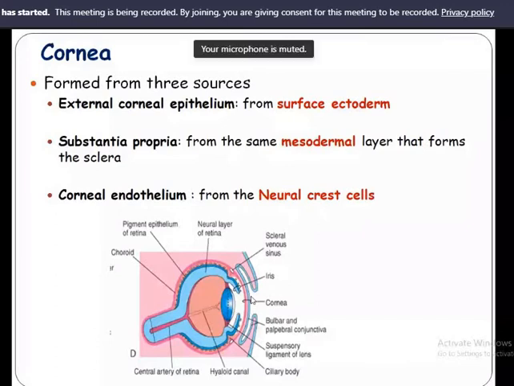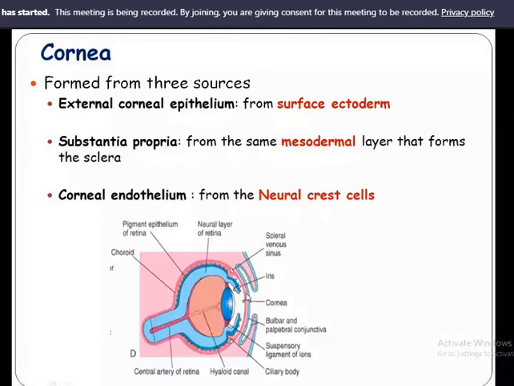Now the external corneal epithelium. Just see this diagram. Can you see the blue part? This blue part is known as the surface ectoderm. The external corneal epithelium is formed from the surface ectoderm.